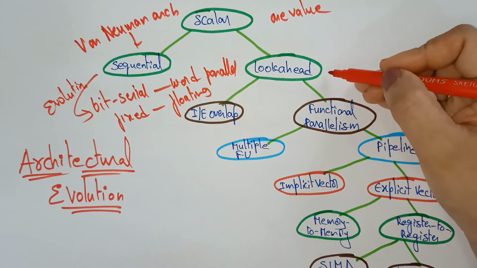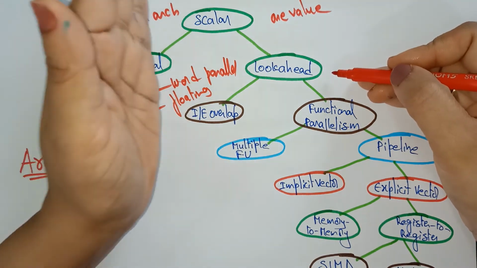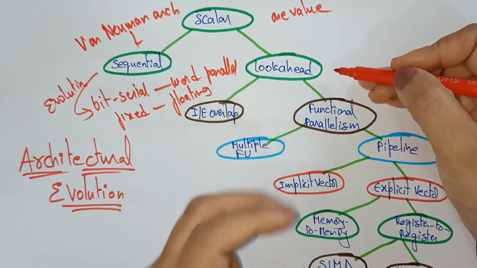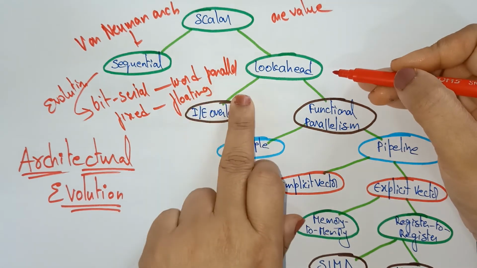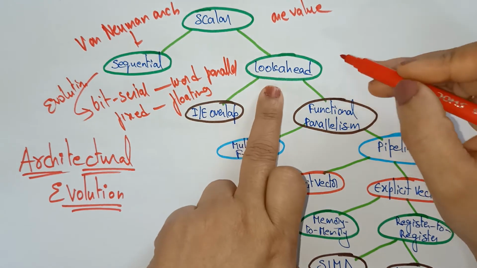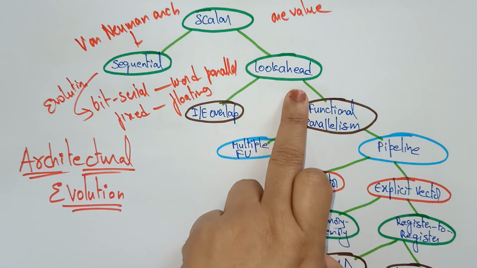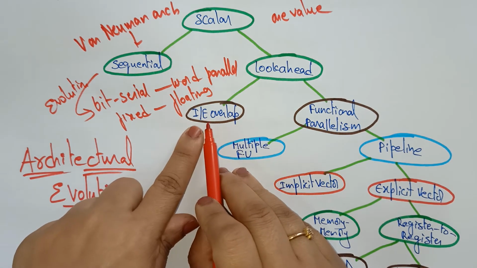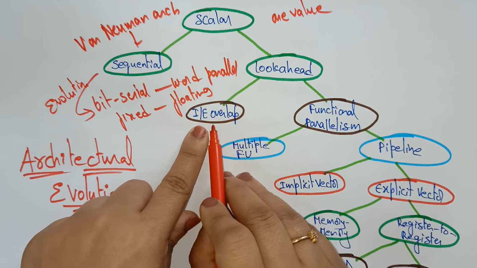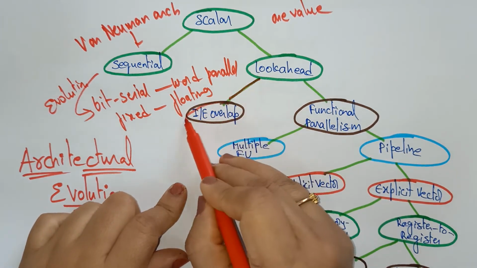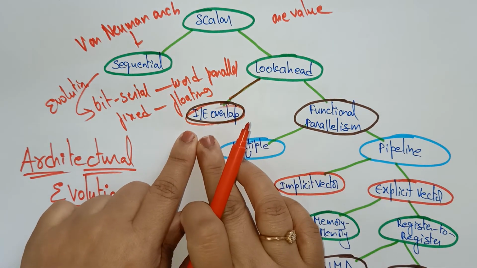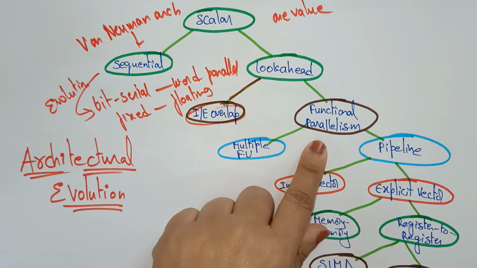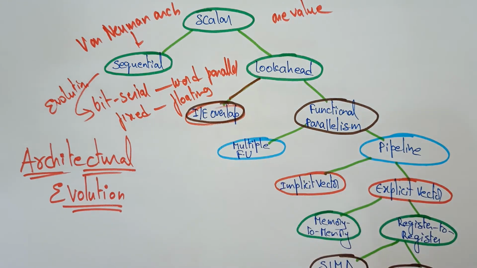Now coming to look ahead. The sequential part is bit serial and always uses fixed point representation. In the next evolution, the instructions are passed in the form of word parallel, and we are using floating point representation. Look ahead was introduced to prefetch the instructions in order to overlap instruction fetch, decode and execute operations, and to enable functional parallelism. Functional parallelism means multiple functional units will be there.